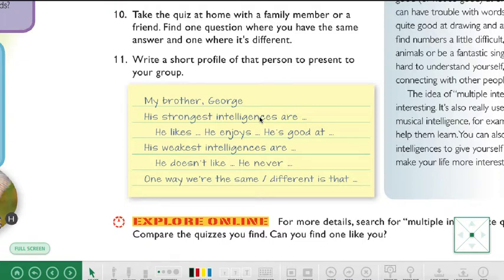So in this lesson, we have two important exercises. The speaking practice, that is the number 7, and the writing practice, that is the number 11, okay?